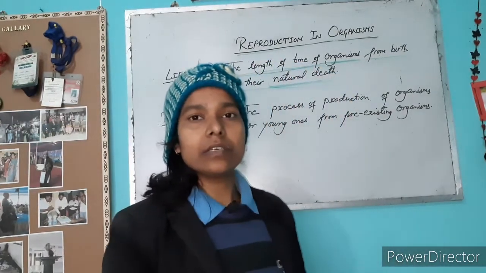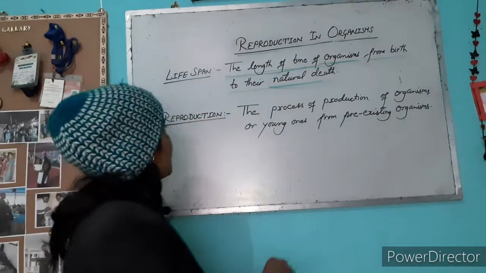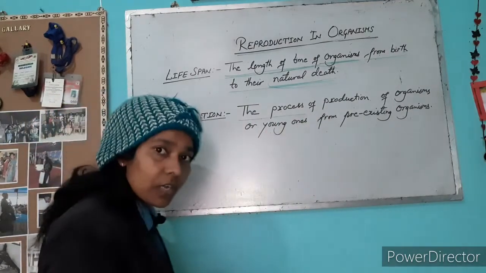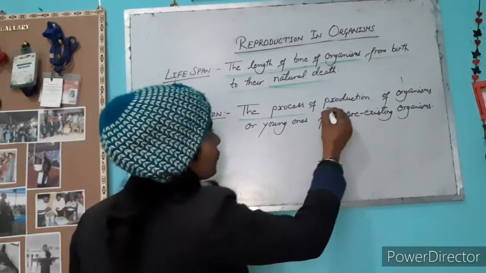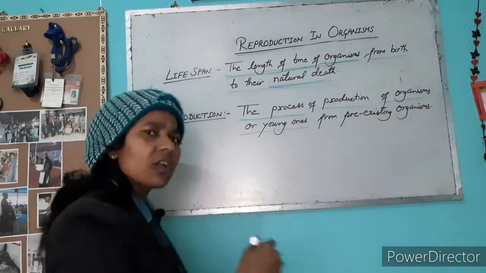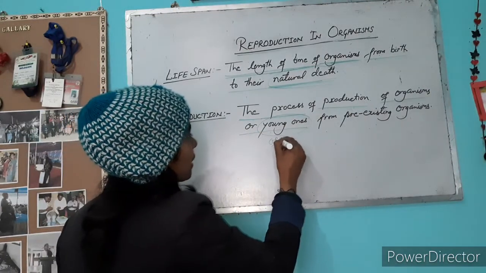Let me show you the exact definition of reproduction. It is the process of production of organisms, or young ones, or offspring. You can say young ones as offspring.